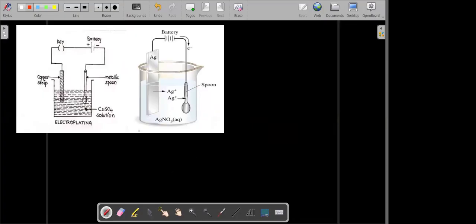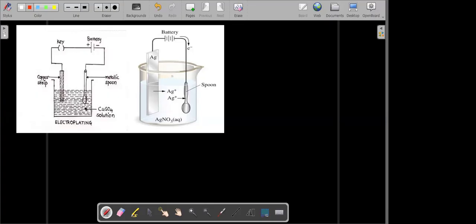As we know, metals are electropositive in nature and metals produce positive ions. So if we want to electroplate a substance with a metal, that metal has to be attached to the positive terminal of the battery, since copper can form positive ions. Here the strip of copper is attached to the positive terminal of the battery. Here, silver is to be electroplated on a spoon, so the silver strip is connected to the positive terminal of the battery.